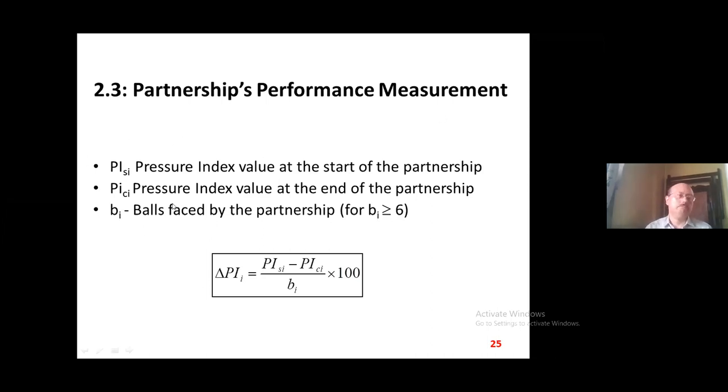So what is our metric? PI_SI is our pressure index value at the start of the partnership. I start with PI_SI, and when it finishes, my pressure index, suppose, is CI. So start and close. And BI is the number of balls faced by that partnership, by the two batsmen together. Delta PI for the i-th partnership is then just the difference in the pressure index from beginning to end. So this is the gain divided by the number of balls used, into 100. It is like how much pressure we are gaining or reducing. Here gain is a reduction. How much pressure are we reducing per ball during a partnership?